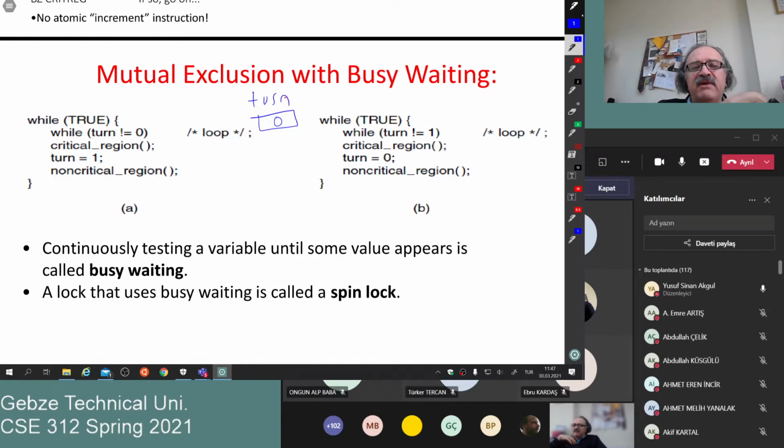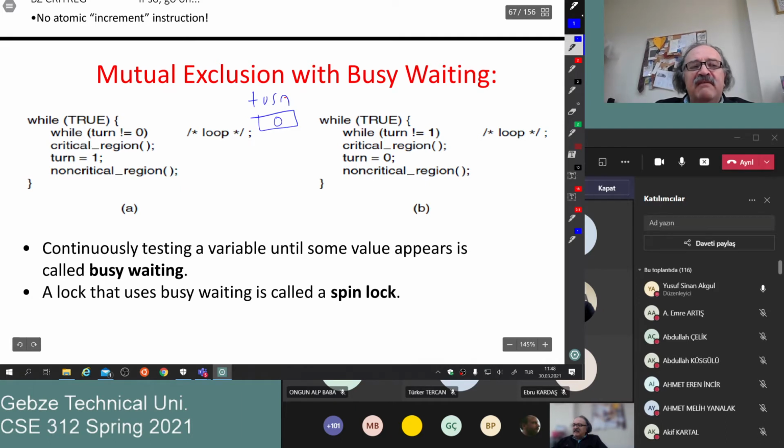I did whatever I want, and I made turn 1, and I am in the non-critical region. Since I am in the non-critical region, I can do whatever I want. This part of the code is okay. Critical region is the region where I need to be careful. No two processes can be in the critical region at the same time. So in order for this process to enter the critical region, turn has to be 0. So it was 0 and I entered it.